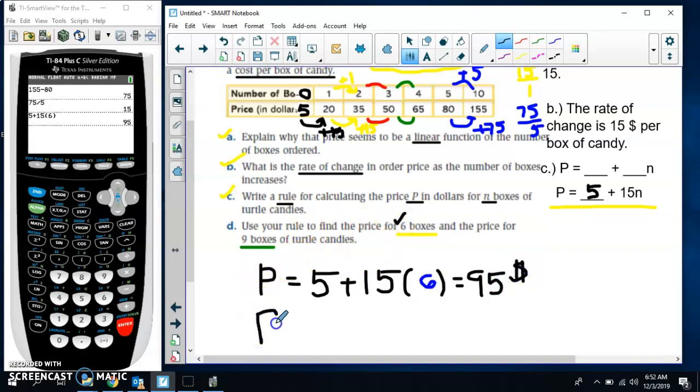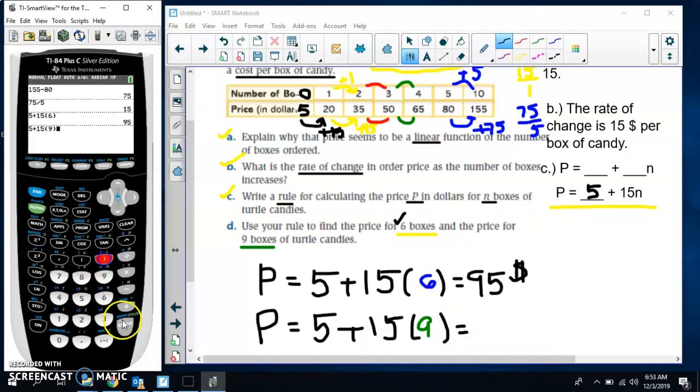Now the price for 9 boxes. So for 9 boxes, we'd have the price for 9 boxes is 5 plus 15, okay, and instead of replacing the N with a 6 for the 6 boxes, now we're going to replace it with a 9 for the 9 boxes. And that's going to give us our answer. So we could just go over to our calculator, 5 plus 15 times 9, and we get $140.